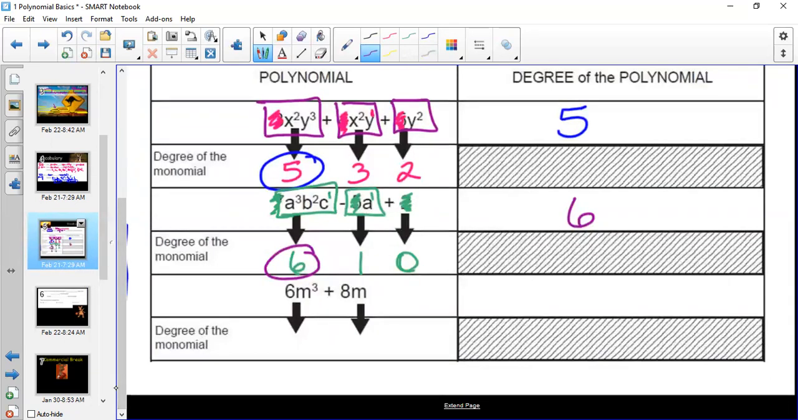All right, why don't you guys pause the screen now and see if you can do this last one on your own. All right, here's what you should have gotten. Ignore your coefficient. This monomial has a degree of 3. Ignore your coefficient. This monomial has a degree of 1. Our degree of the polynomial, which one's the highest? It should have been 3. All right, so some of your homework tonight will look like that, just to find the degree of the polynomial.